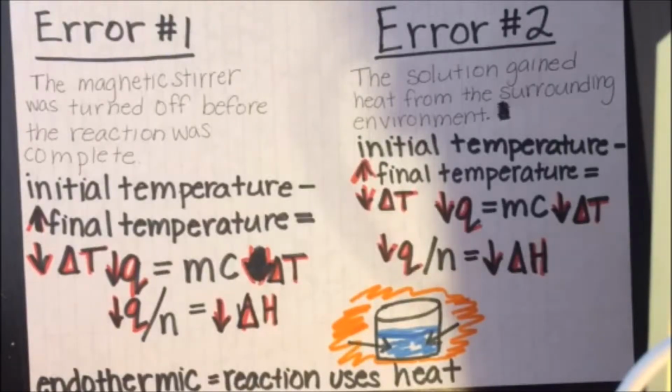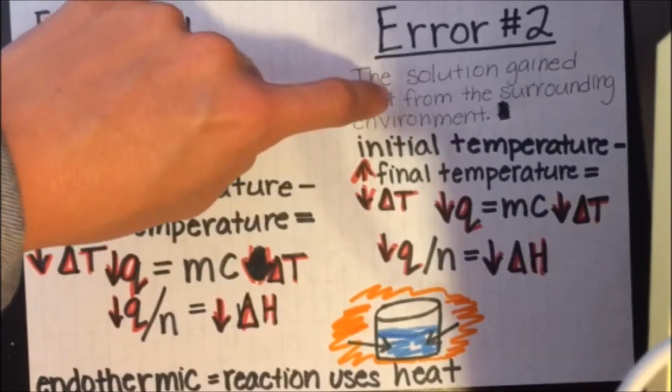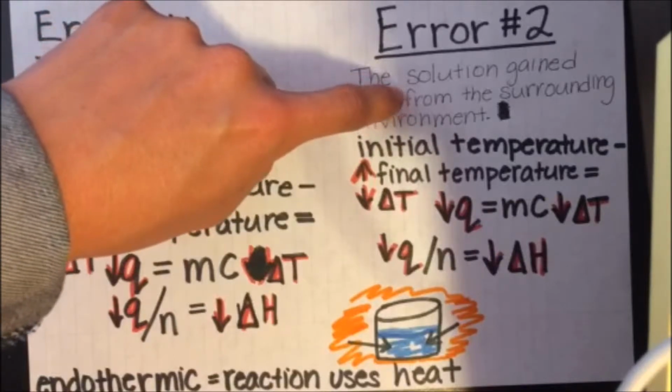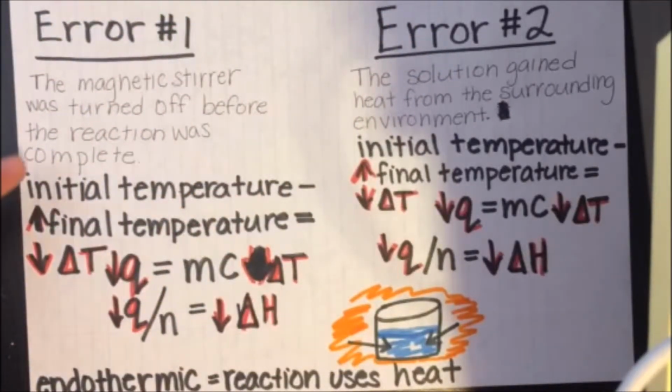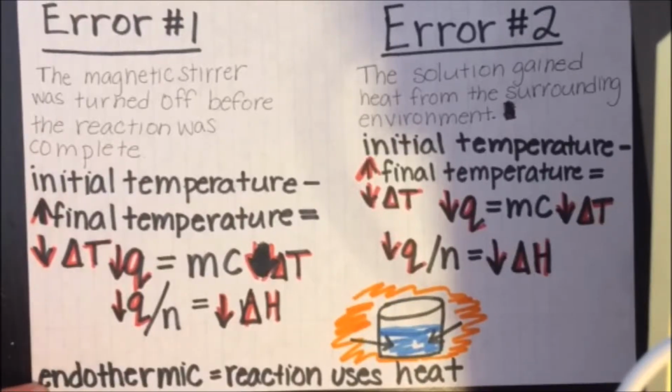Two possible sources of error for this experiment include the magnetic stirrer being turned off before the reaction was complete, and the solution gaining heat from the surrounding environment before the final measurement was taken for temperature of water. The first error works by raising the final temperature of the water, as this is an endothermic reaction that draws heat from the water to work.